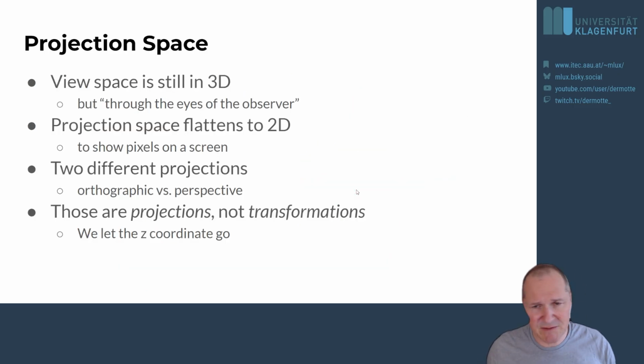Okay, so projection space is then not necessarily in 3D, because it typically flattens everything to 2D. So that's what we are displaying here in the stream. View space is in 3D, but through the eyes of the observer, but the projection space flattens it to 2D. And there are two different projections, as I already said. One would be the orthographic projection, and the other one would be the perspective projection.